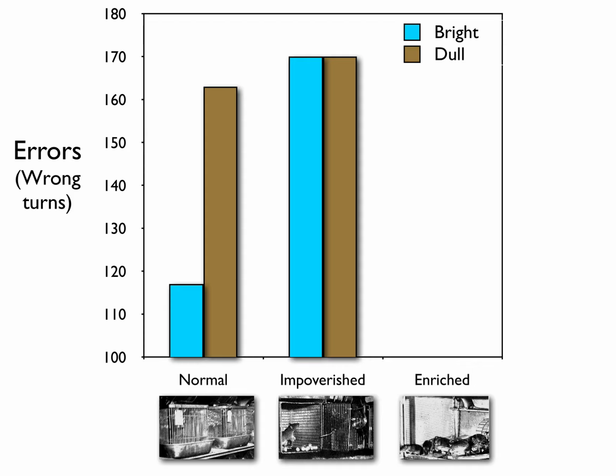Now, what if you do the opposite and you raise the bright rats and dull rats in an enriched environment? Our dull rats are no longer dull. They're almost at the same level as the bright rats. They're both doing very, very well. So yeah, you can select for these traits, obviously, but you can also modulate them. You can affect them by intervening and rearing them in very bad or very good environments. Obviously, a very good environment would be ideal.